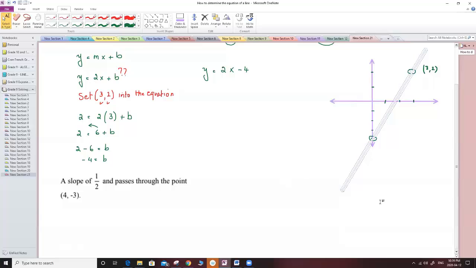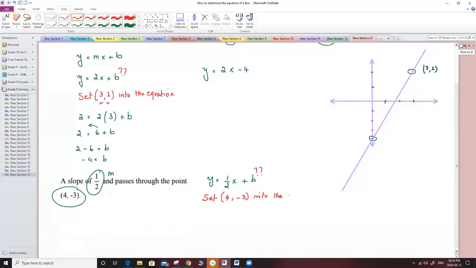If I go to the other one, again I have something similar, a slope of half, that means I have m, and it passes through this point. Again, I can say that this equation should be y = (1/2)x + b. The only unknown here is going to be the b. I have no idea about it. Therefore, I have to set the point (4, -3) into the equation, because this point is on the line.